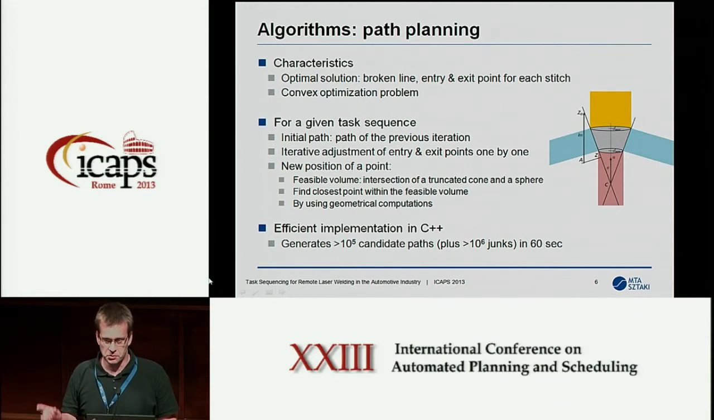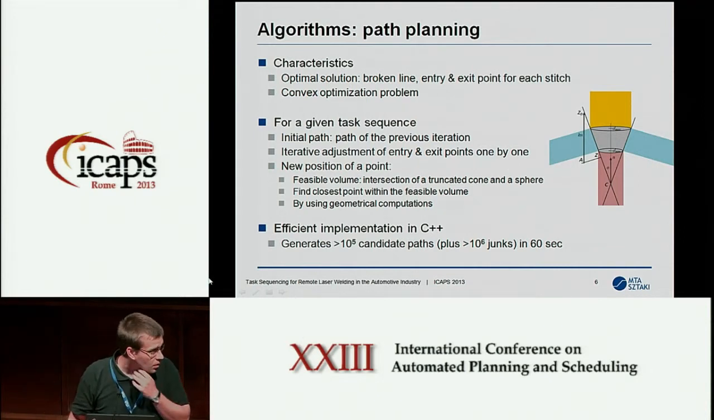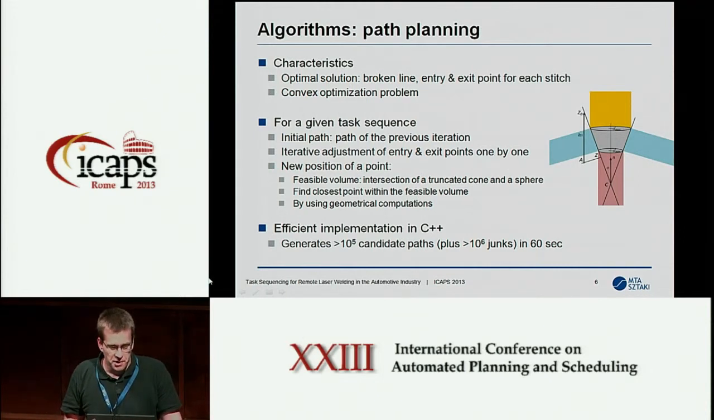Actually, not quite good at the points where our neighborhood function made some changes to the task sequence, but we'll depart from this. And we'll make a series of local adjustments. So each adjustment refers to one of the entry or exit points, and we will look for the locally optimal position of that specific point, given that its neighbors are fixed. Okay, so we can find that locally optimal position by simple geometrical reasoning in closed form.